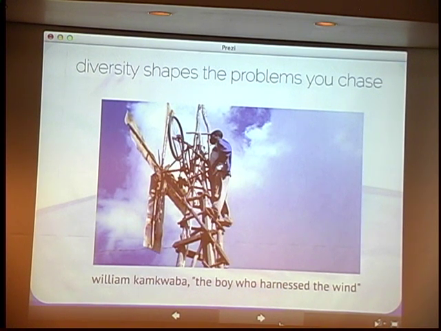Today, a few years down the road, he had a lot of trouble actually getting the windmill to irrigate the fields, and that was because of the pumps. So someone asked William, well, did you try Google? And William's response was, Google what?